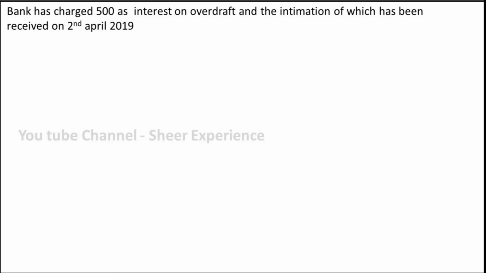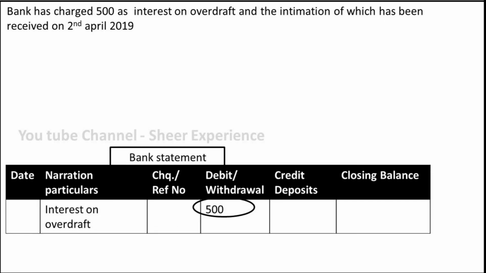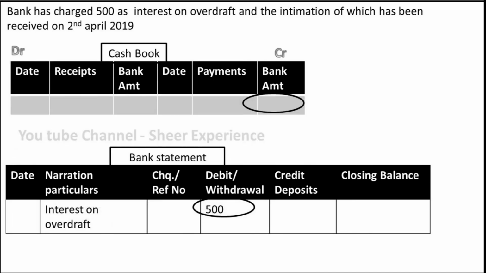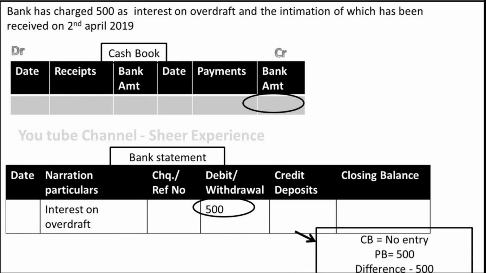Here, the bank charged 500 as interest on overdraft, which means because of the overdraft amount drawn by the business, the bank has deducted some amount from the bank account. So 500 has been debited in the bank statement. We can see 500 in the bank statement. Since the business is not aware of this transaction, that is the interest on overdraft transaction, we have not recorded any entry in the cash book. So the difference between passbook and cash book is 500.